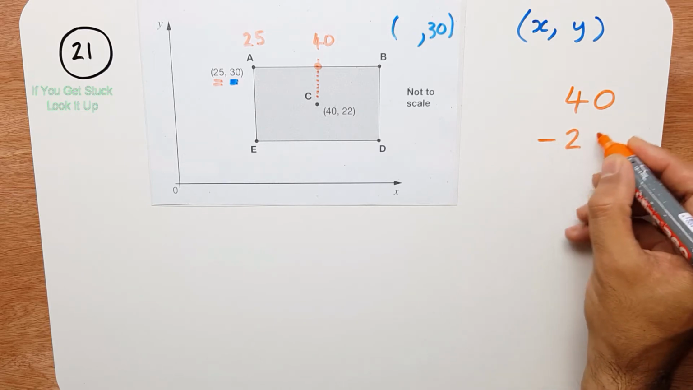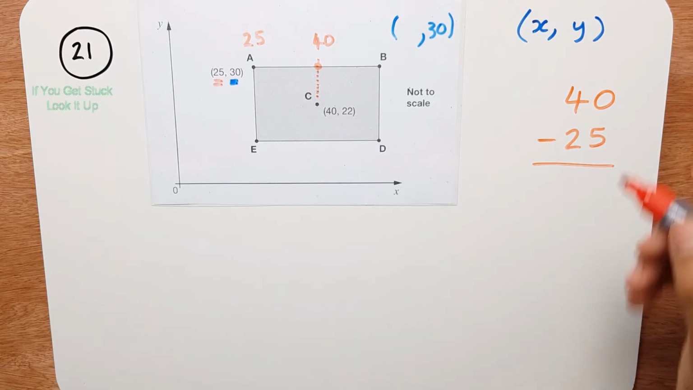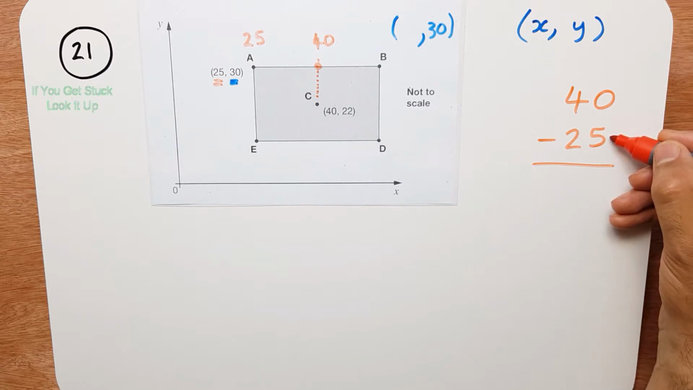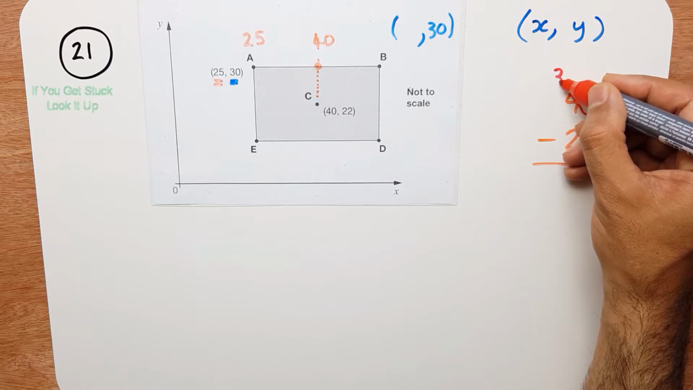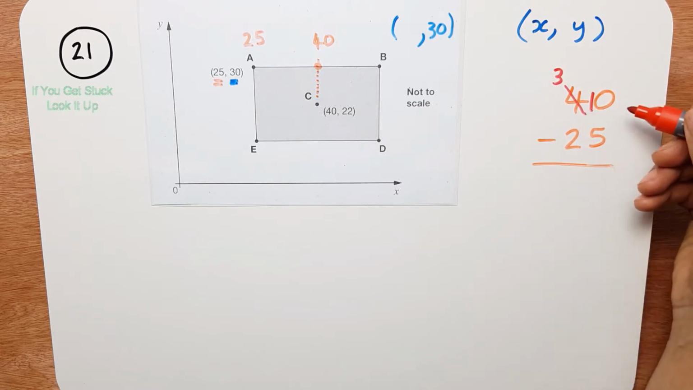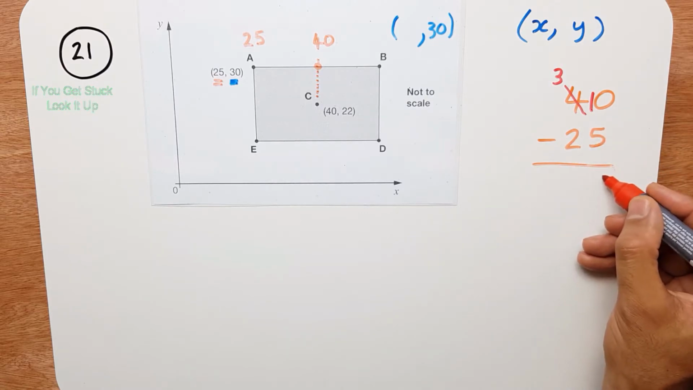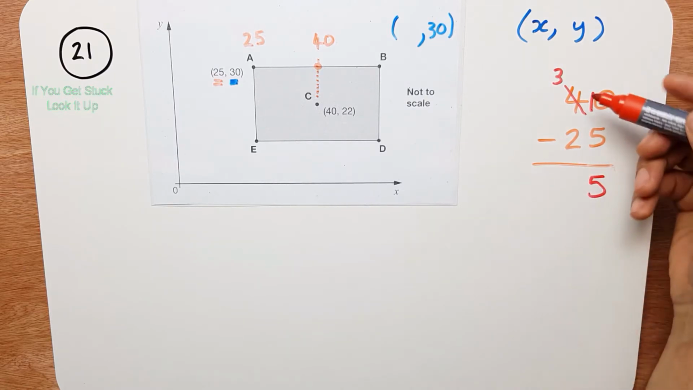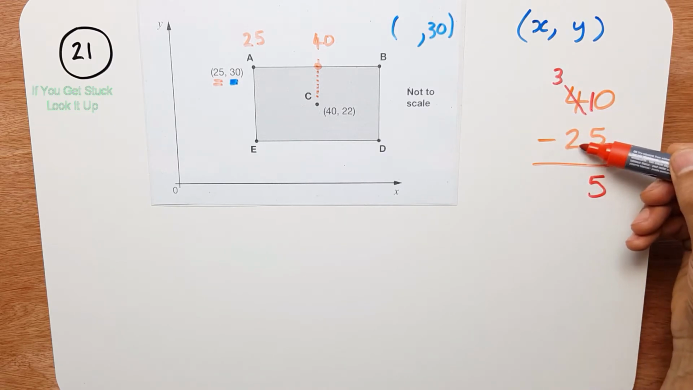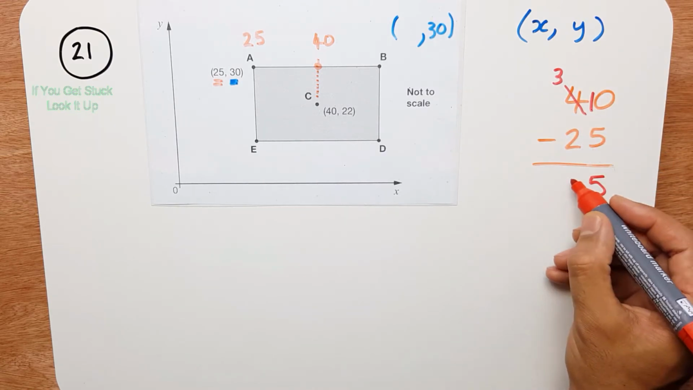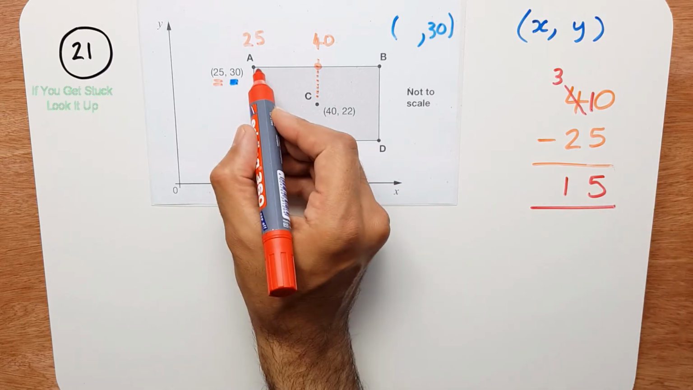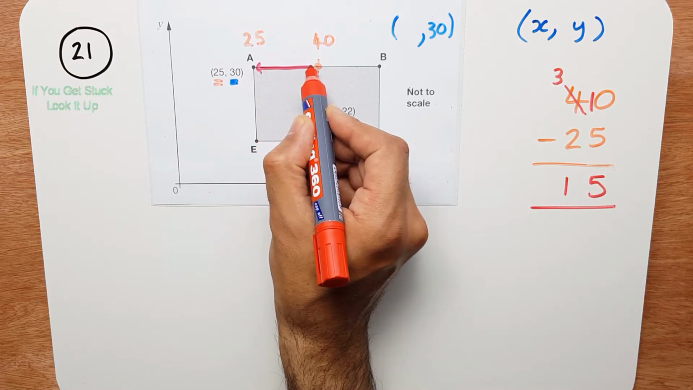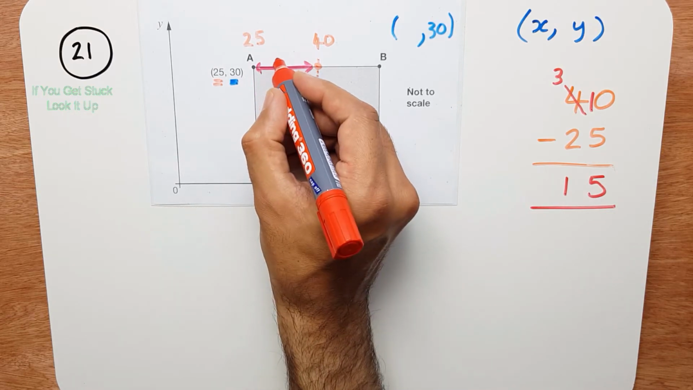40 take away 25. 0 take away 5 I can't do. So what I do is go to the neighbor and borrow 1. So I cross the 4 out, it becomes a 3. And the 1 I borrowed turns that 0 into a 10. So it's 10 take away 5, which is 5. 3 take away 2 is 1. So that's 15. So I know that this distance halfway along is 15.